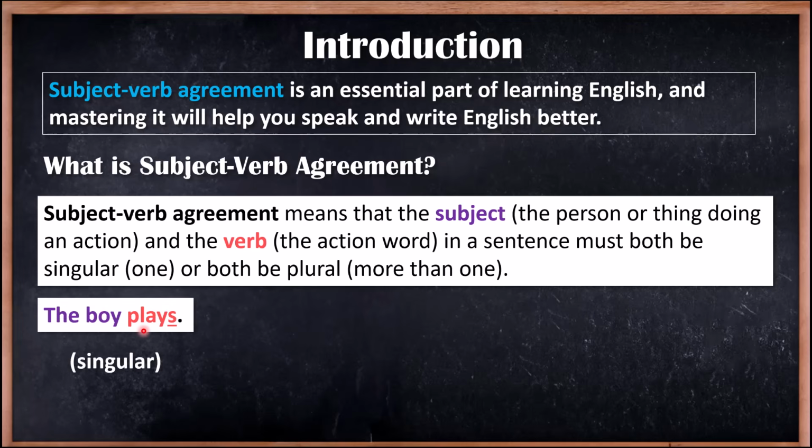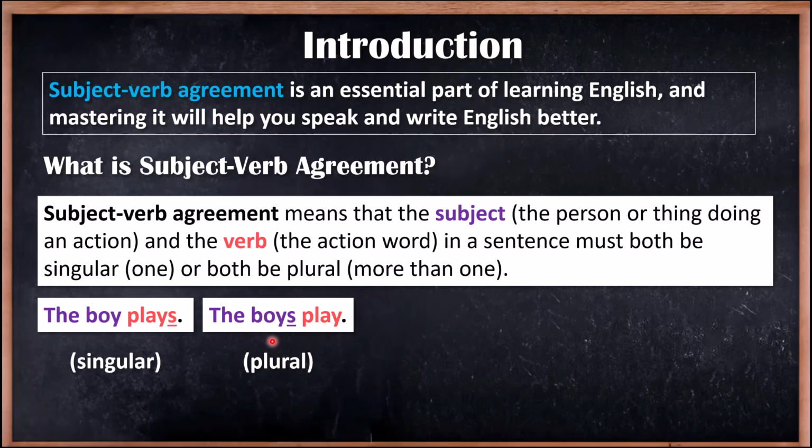The boy plays. Here we have a singular subject, the boy, one boy, and we have a singular verb, plays. I know that play ends in S, but this is a singular verb. Most verbs that end in S go along with singular subjects. He, she, or it. Compare it with this sentence, the boys play.